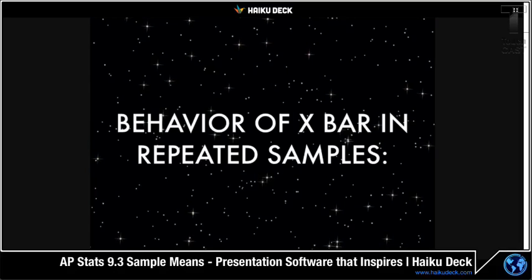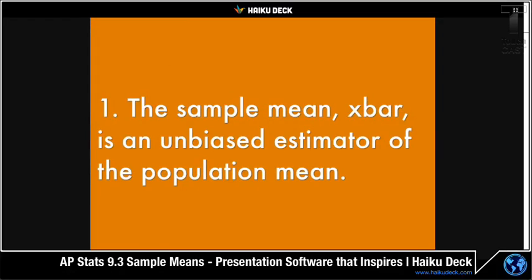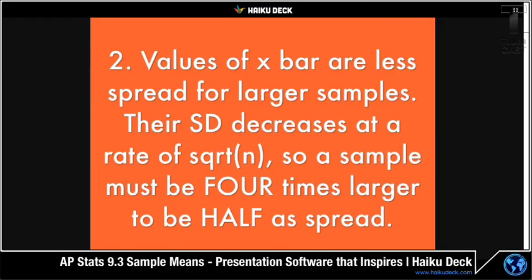Here's the behavior of X bar in repeated samples. These are going to be similar to what we saw with proportions. In repeated samples, the sample mean, X bar, is an unbiased estimator of the population mean, mu. Number 2, the values of X bar are less spread out for larger samples. They have a smaller standard deviation. Their standard deviation decreases at a rate of square root of n. So a sample must be 4 times larger to be half the spread, because 2 is the square root of 4.